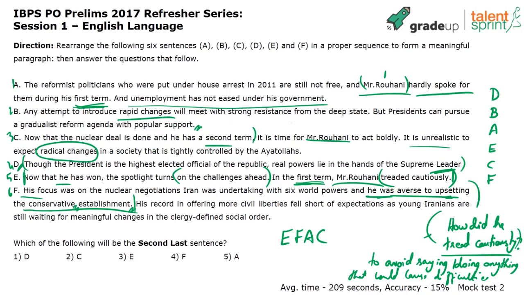D states that even though the president is the highest elected official of the republic, real powers lie in the hands of the supreme leader. And sentence B, in fact, supports this by stating that the president might encounter strong resistance if he introduces any rapid changes and needs popular support to move forward. So DB is definitely a link. You got DB as a link right, but everything else was a little all over the place, right?